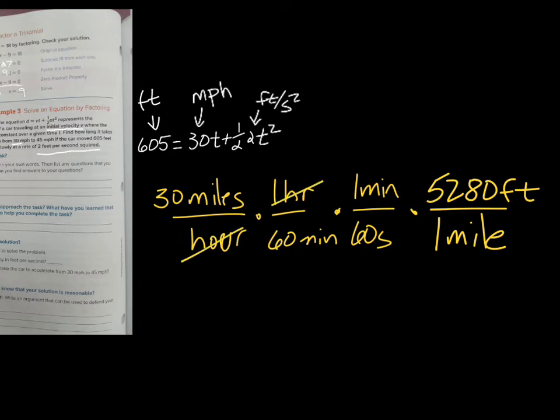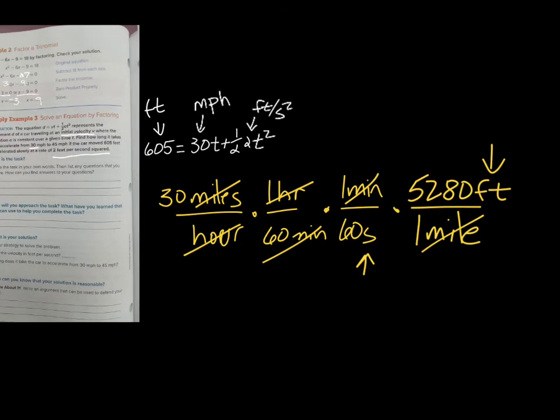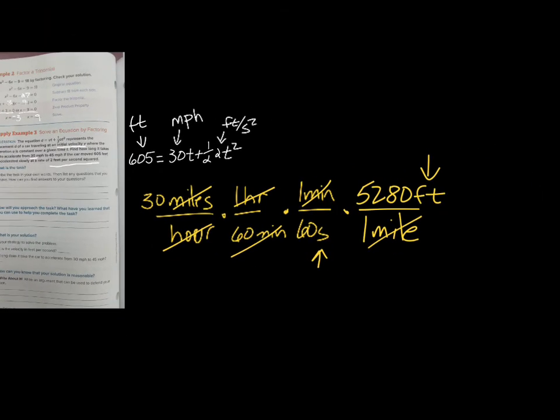And so the reason this is nice is because, what we're doing is saying, okay, so now we're going to cancel our hours, and now we're going to cancel our minutes, and that leaves us in terms of per second. And then just like that before, we're going to cancel our miles, and that will leave us in feet. So now we're in feet per second. So we're just going to multiply 30 times 5,280, and then we're going to multiply 60 and 60, and then divide those two out. And what we get is 44 feet per second.